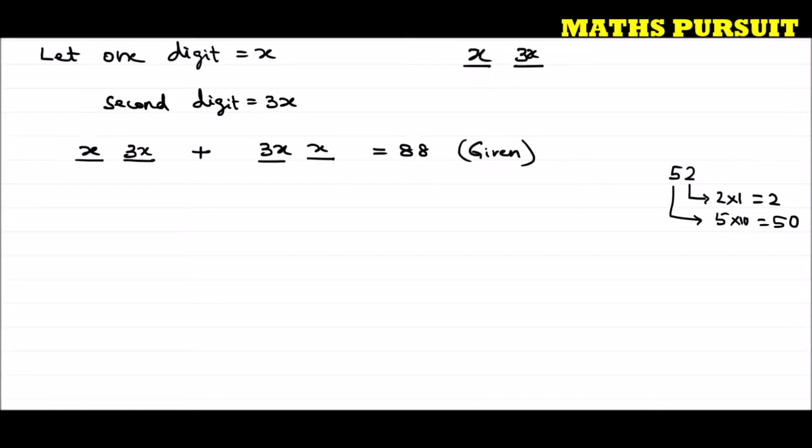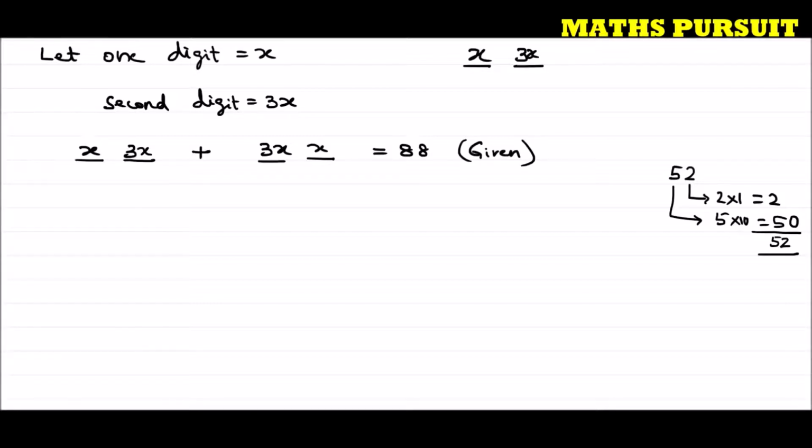Hope guys you are trying to understand this. This is really very important. We need to understand the concept. So 52 means 2 into 1, that is equal to 2, and 5 means 5 into 10, that is equal to 50. So this 50 plus 2 becomes 52.